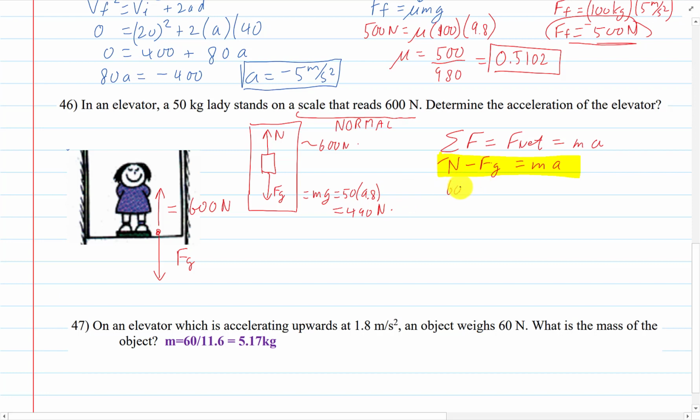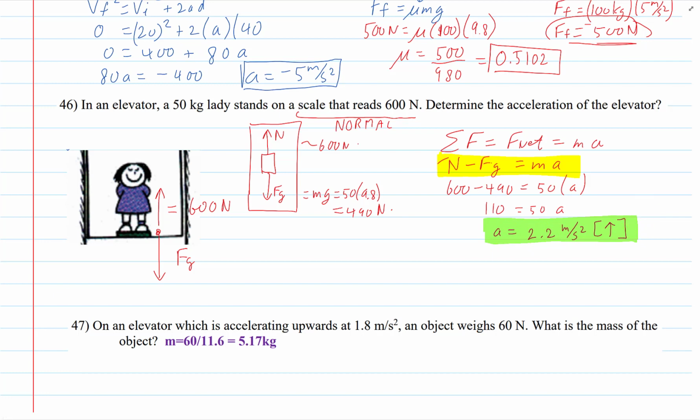So this is 600 minus 490 is equal to the mass of 50 times A. So this is going to be, what, 110 divided by 50. So A is going to equal 2.2 meters per second squared. And the direction for that is up. You need that direction. Oh, you lose major marks if you don't have that direction because you don't even know what the direction is. So that's this one. That's 46.